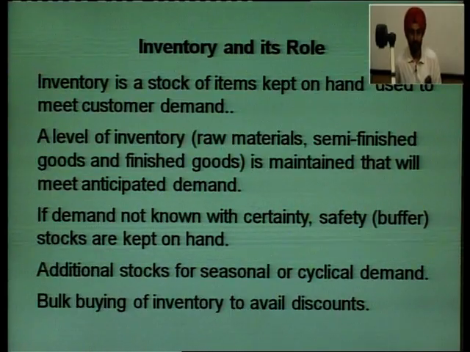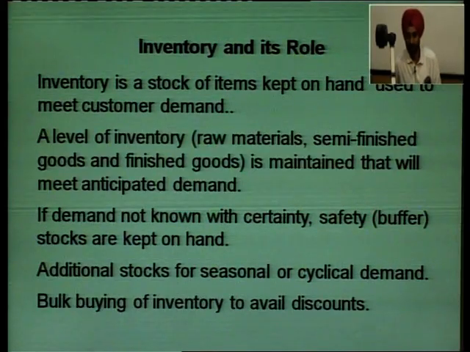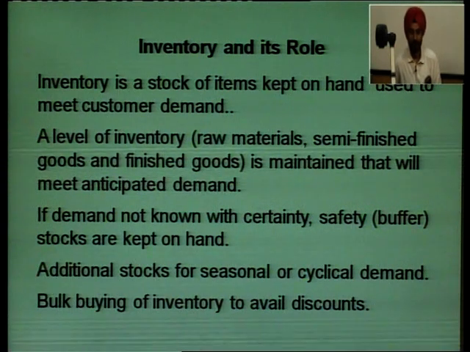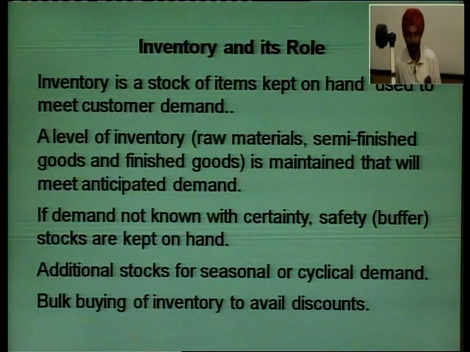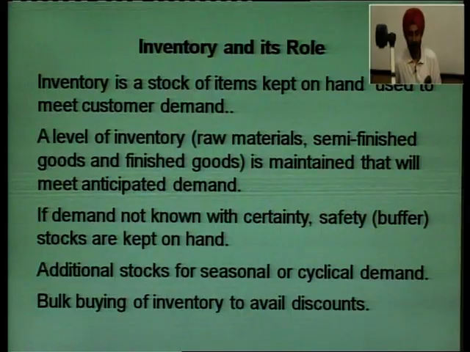At the same time, we may also go for bulk buying, excessive buying in order to avail discounts. Sometimes ordinarily we may require, let us say, 100 units, but sometimes there may be an offer that if you will buy 200 units, you will get 20% discount or 15% discount. Under such situations, though our requirement in the future anticipated time may be 100 units, we may go for buying in excess, maybe 200 units, so as to avail those discounts.